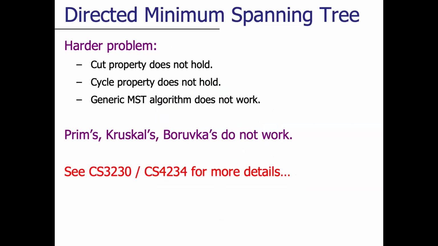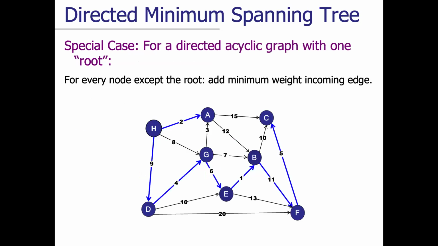The generic minimum spanning tree algorithm does not work at all. As a result, Prim's and Kruskal's algorithms only work for undirected graphs. But the good news is that there is a specific case, for example a directed graph with one root. In these cases, it turns out we could have a relatively simple algorithm to generate these minimum spanning trees. The main procedure is that for every node except the root, we just add the minimum weight incoming edge. That's it. After this procedure, we will have a directed minimum spanning tree for these specific cases.